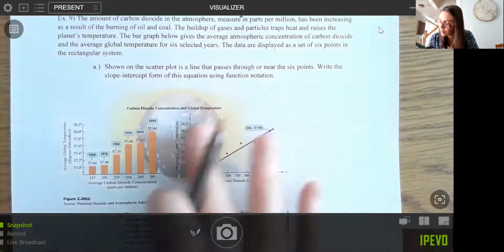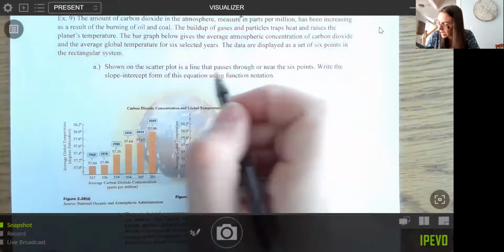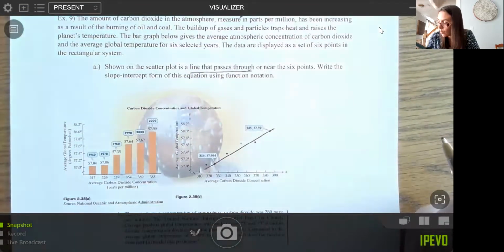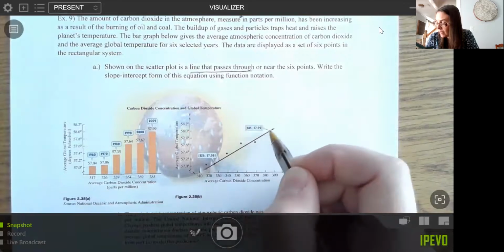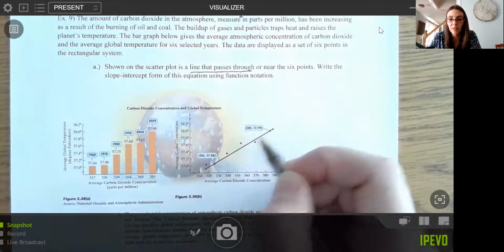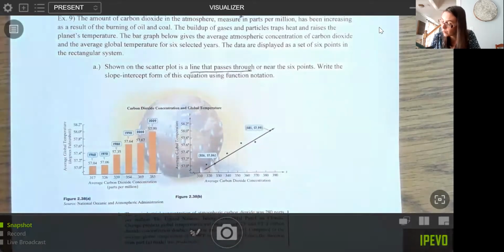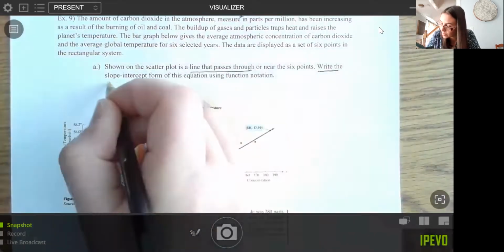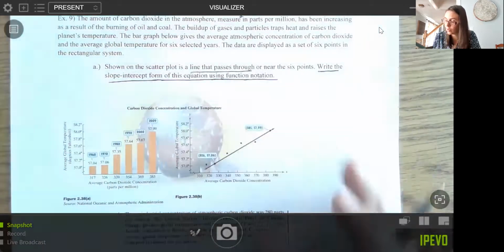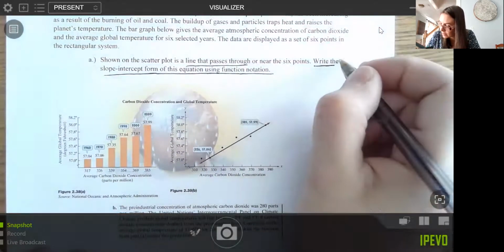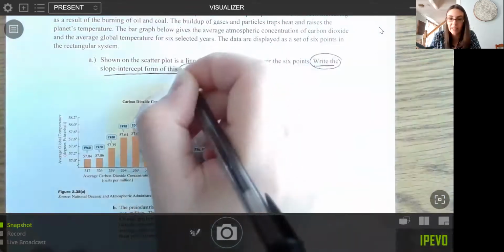Now on the scatter plot, you do see that a line is drawn that passes through or near those 6 points. So we would assume that something like this could be that regression line, that line of best fit that, you can see it looks close to the data. And we want to write the slope intercept form of this equation using function notation. So look at the key idea, write the equation.